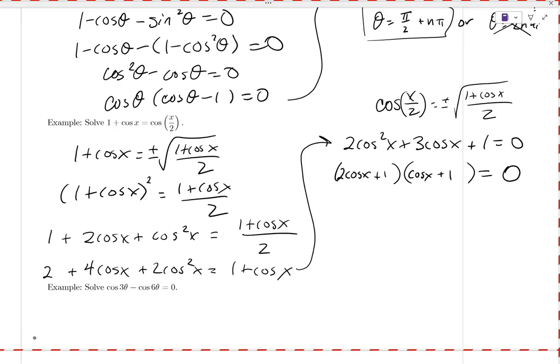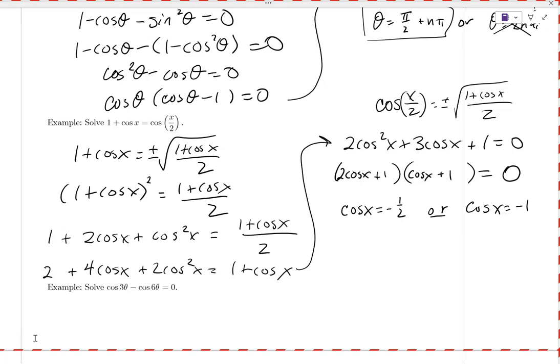So again, setting each piece equal to 0, the first one tells me that cosine x is equal to what? It'd be negative 1 over 2, right? Because I have to subtract the 1 over, yep. And the other one tells me cosine of x is equal to negative 1. So far, so good.